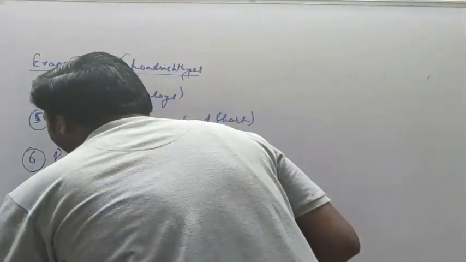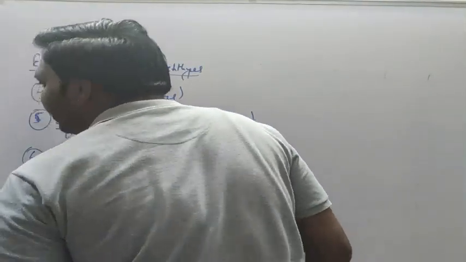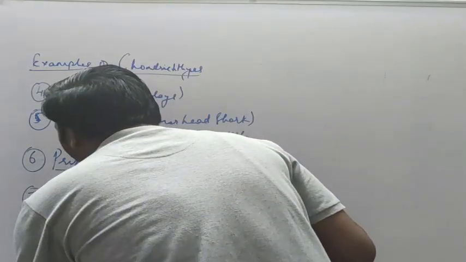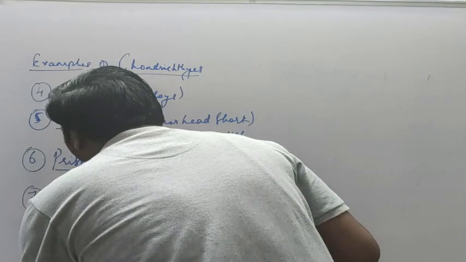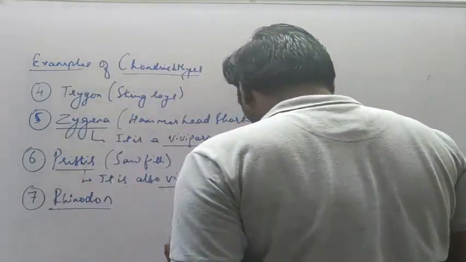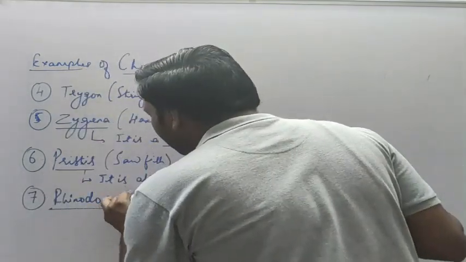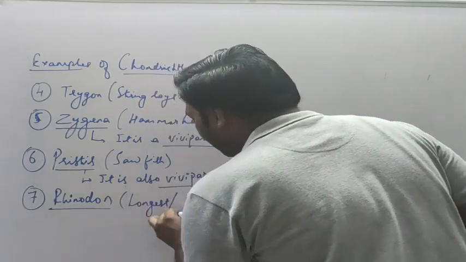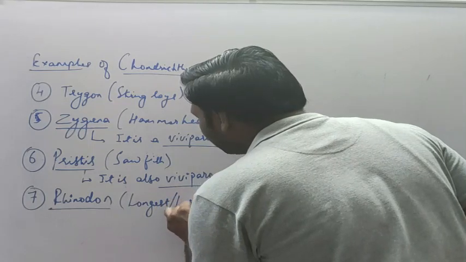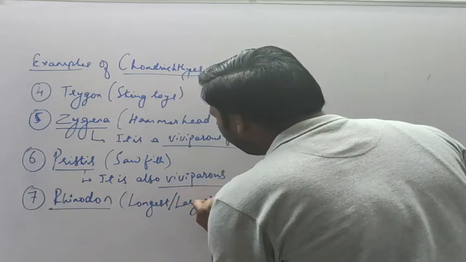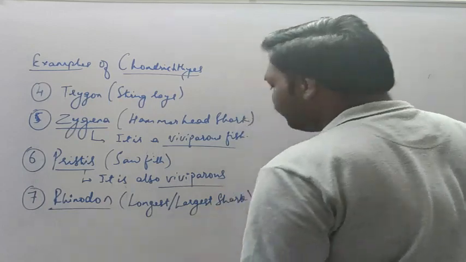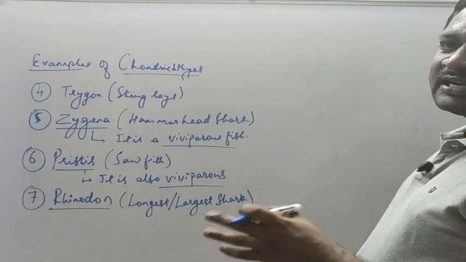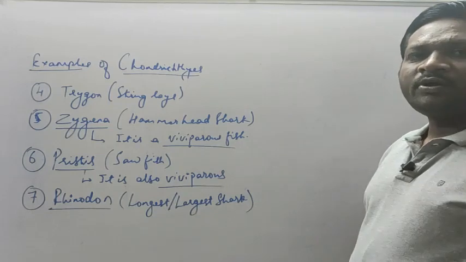The next, another example under the cartilaginous species is Rhincodon. So, what kind of fish is it? It is referred to as the longest or largest shark. Okay. So, Rhincodon is the longest or largest shark. So, these are certain examples under class Chondrichthyes.